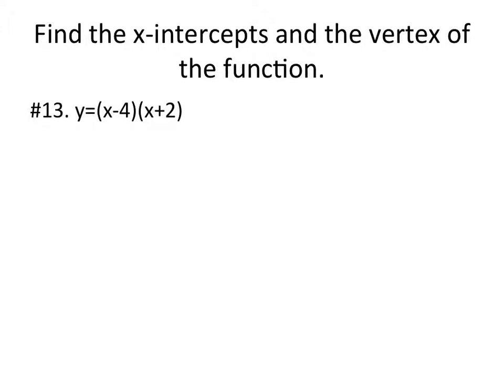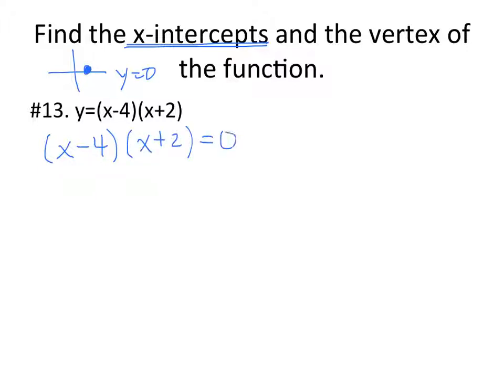So our question says, find the x-intercepts and the vertex of the function. So when we're solving this equation, we need to remember what x-intercept means. It means that if we had a coordinate plane, it's going to be somewhere on this x-axis, and that means y is going to have to be 0. So using this, we can set up our equation and get x minus 4 times x plus 2 equals 0.